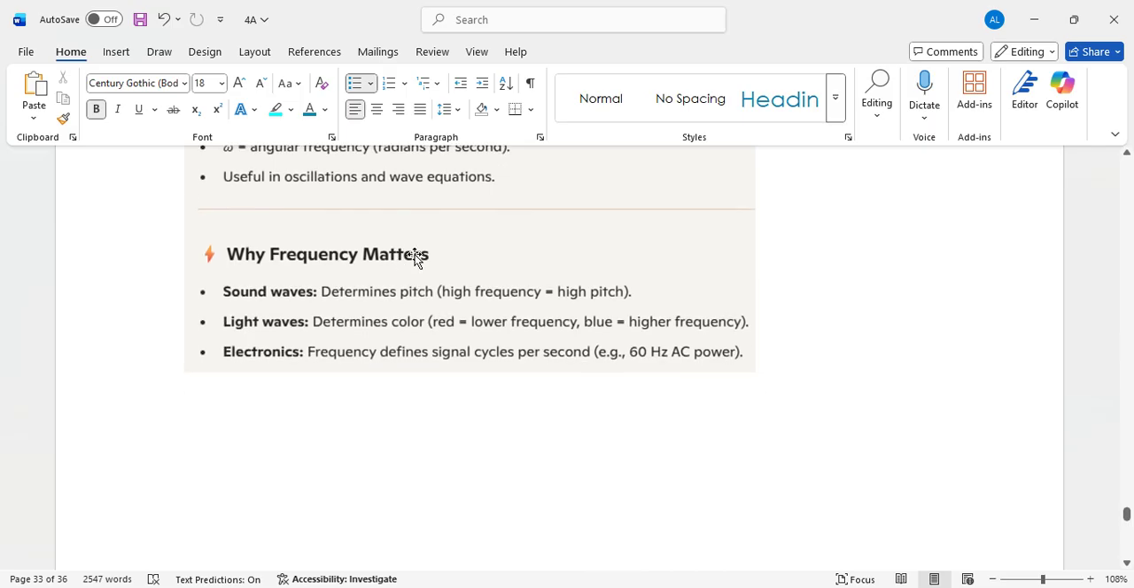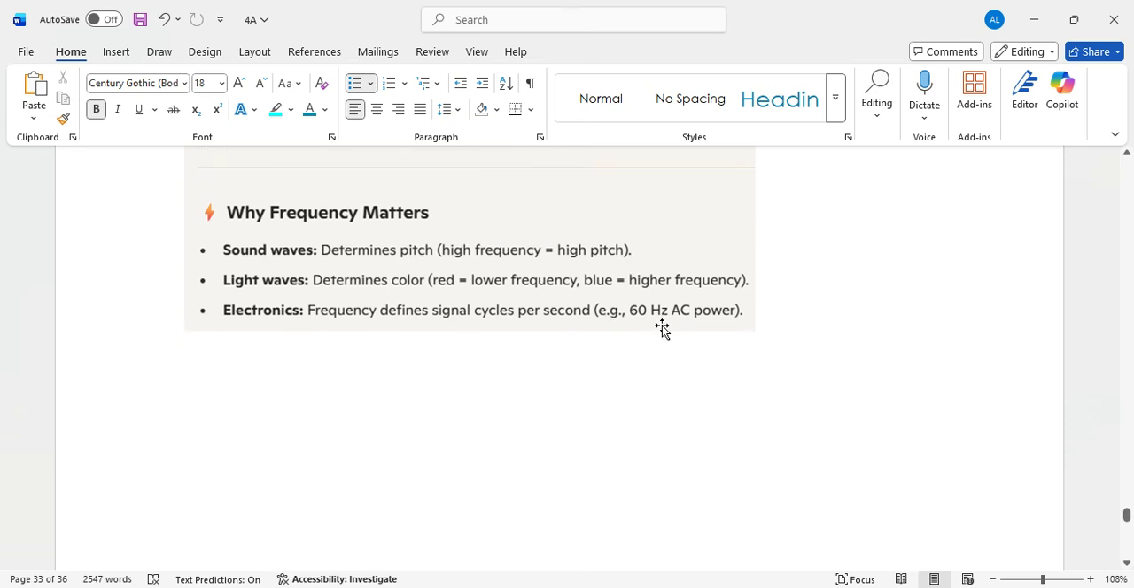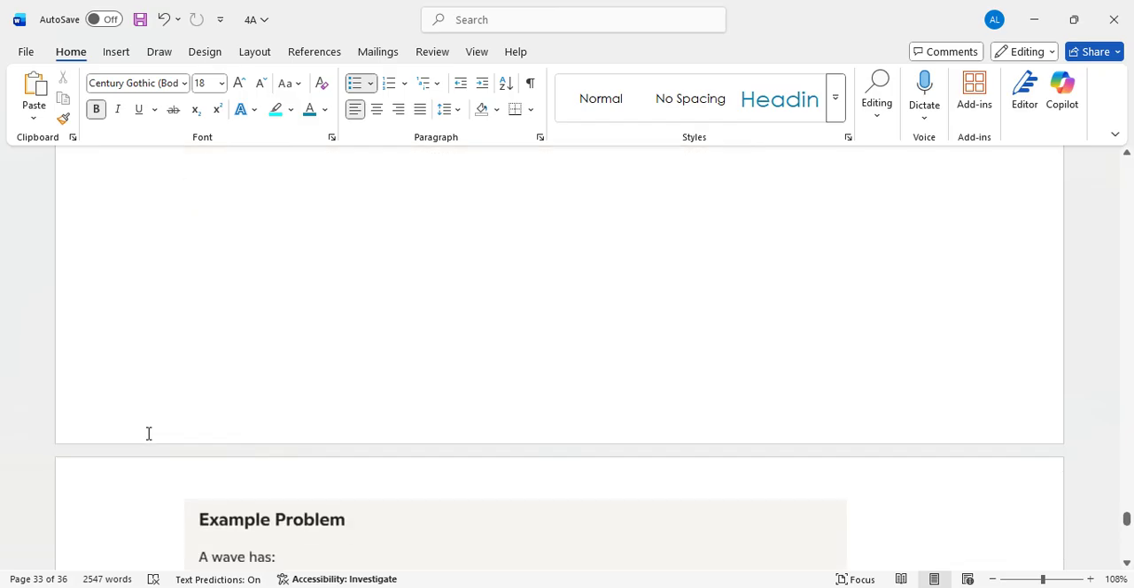All right, why does frequency matter? Sound waves: it determines pitch. High frequency, like we said, is high pitch, right? Light waves: it determines color. Red equals lower frequency, blue equals higher frequency. Electronics: frequency defines signal cycles per second, right? For example, 60 hertz AC power, right?